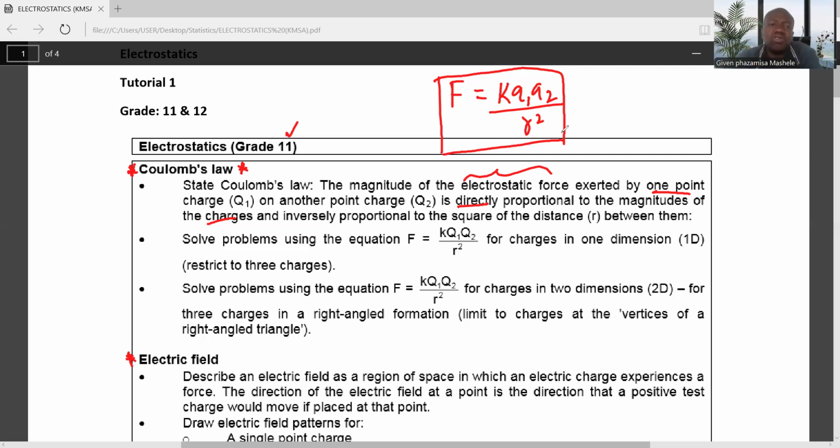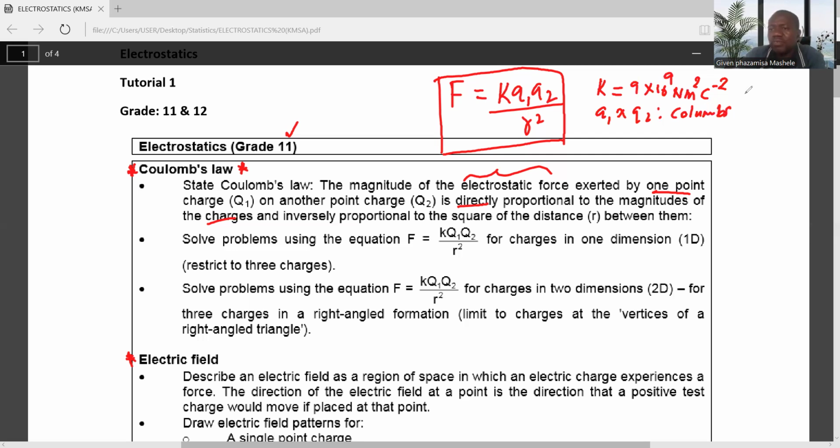Then from the formula, you must be able to know what K is. K is the Coulomb constant, which equals 9 times 10 to the power of 9 newton meter squared per coulomb. Then again, you must know that charge 1 and charge 2 are measured in coulombs.